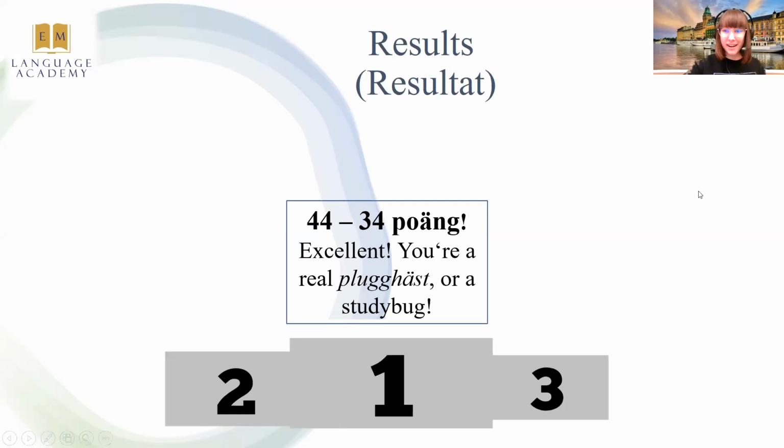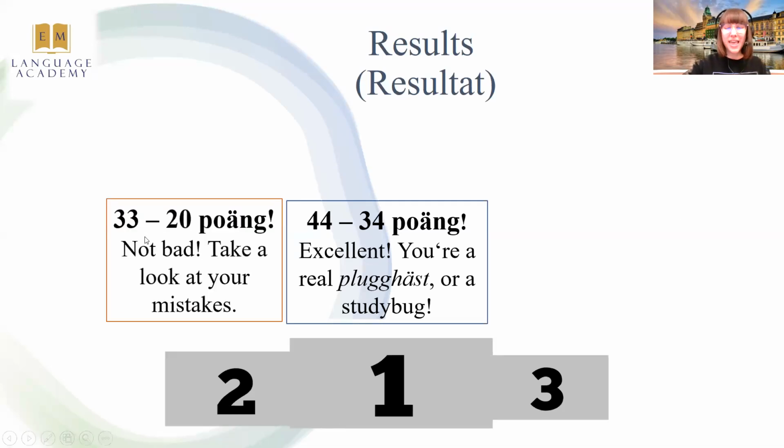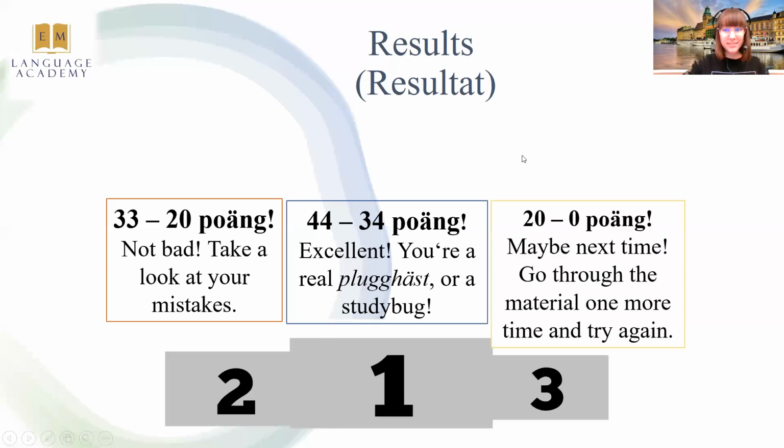What about another result? Right. If you received somewhere between 20 and 33 points, that's also a very good result. Not bad. My recommendation would be maybe to take a look at your mistakes and to find out what your weaknesses are. And you may also have received points that are between 0 and 20 points, right?